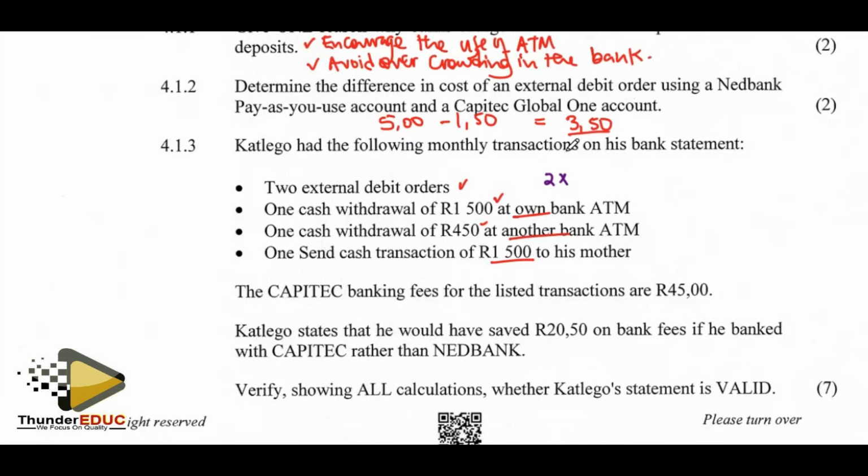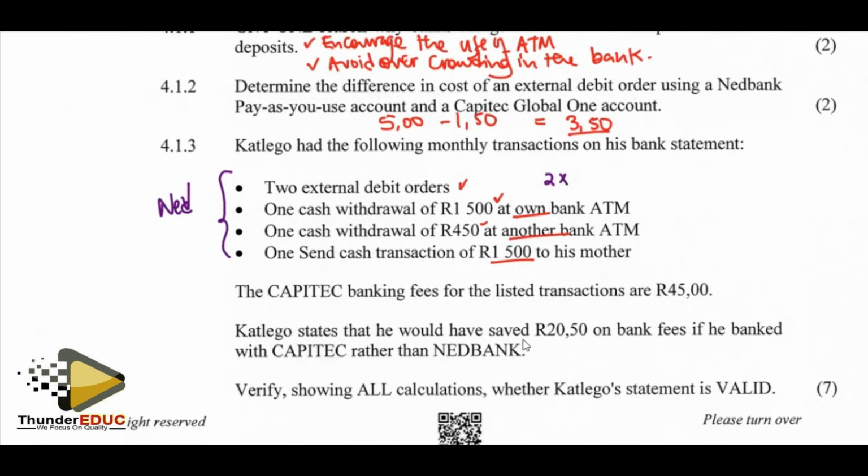Who had the following monthly transactions on his bank statement. The Capitec Bank fees for the listed transactions are 45 rands. Capitec also states that he would have saved 20 rands 50 cents on the bank fees if banked with Capitec rather than Nedbank. What does it mean? That all these transactions were done in Nedbank.